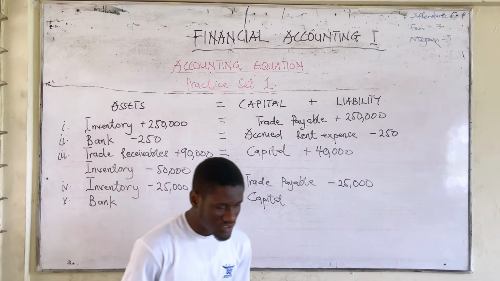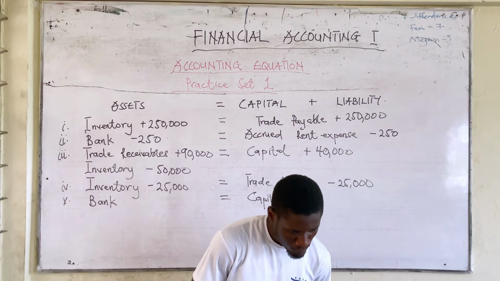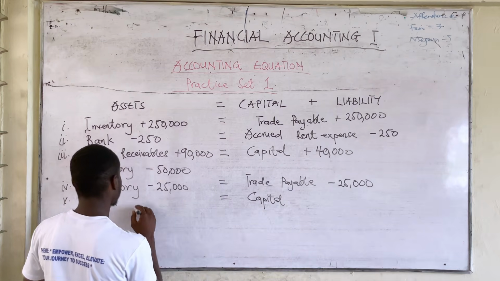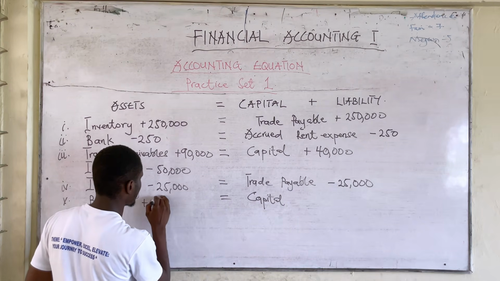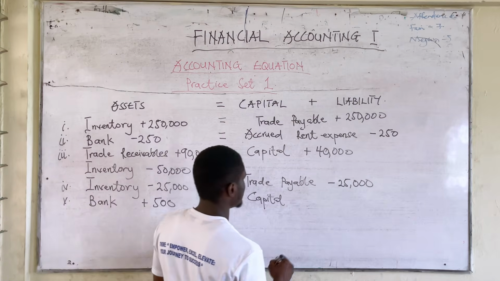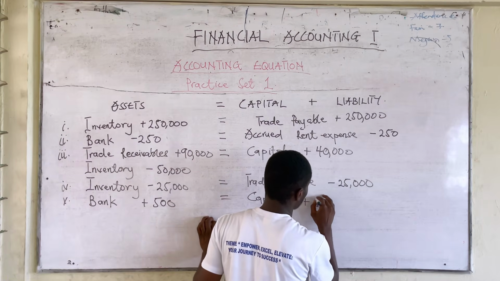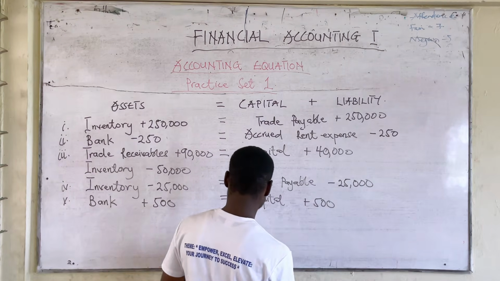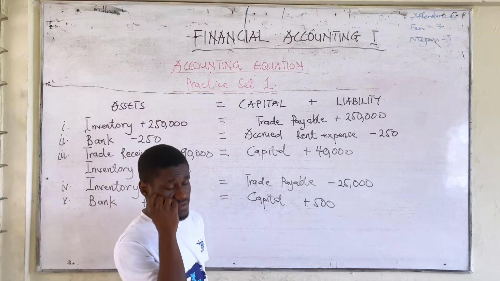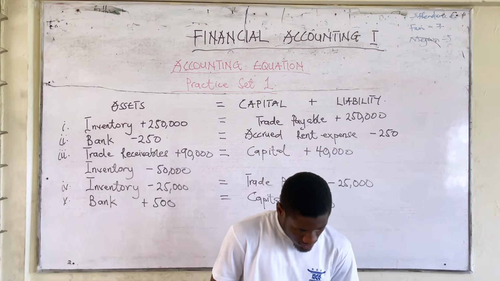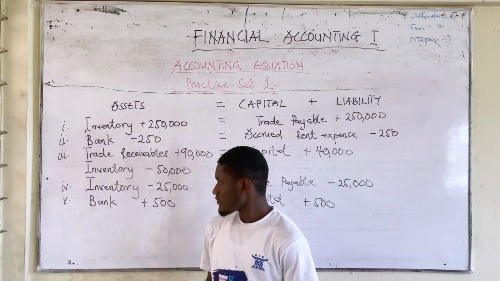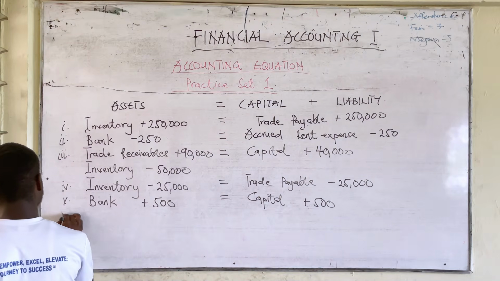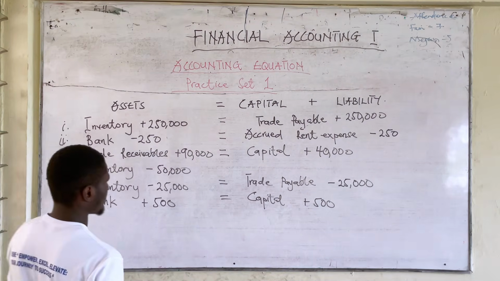So now the amount involved here is 500 Ghana cedis. So plus 500 Ghana cedis. Do you get it? Good. So now we move to the next one, VI.